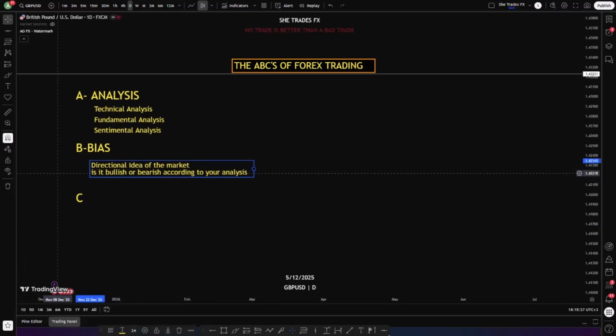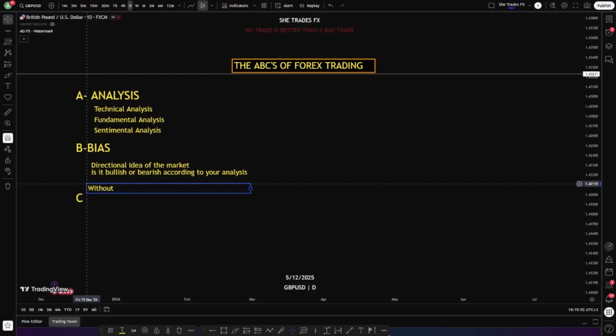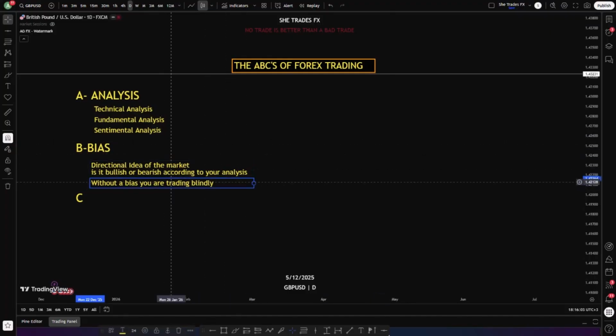All right. You have to have a bias. Okay. Don't come into trading without having a bias, because what are you doing? Have a bias. Have what to expect. You can do this through market structure, key levels, news and fundamentals, liquidity zones. Without a bias, you are trading blindly. Very important to note. Without a bias, you are trading blindly. So let's not be blind. Let's do our research and trade the right way.